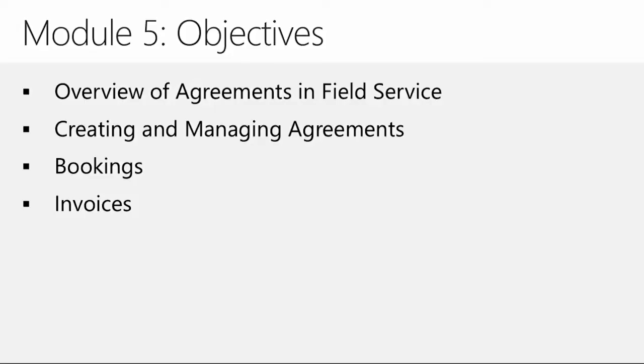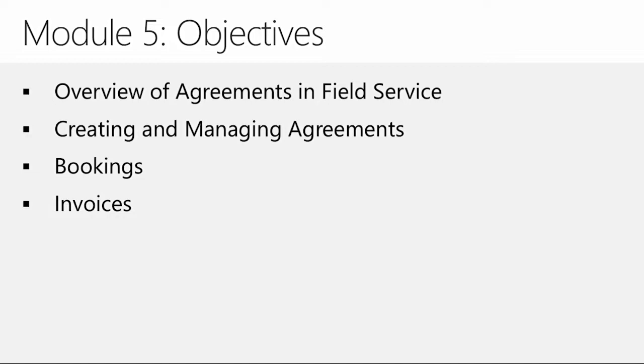So in this module, what I want to do is just give you an overview of agreements in general, how they work, how you set them up, and what are some of the things that you want to keep in mind inside the application when you're working with them. We're also going to walk you through and create and maintain a couple of different agreements. So we'll set up some agreements and show you how some of the different options around those agreements affect what's happening inside the application.